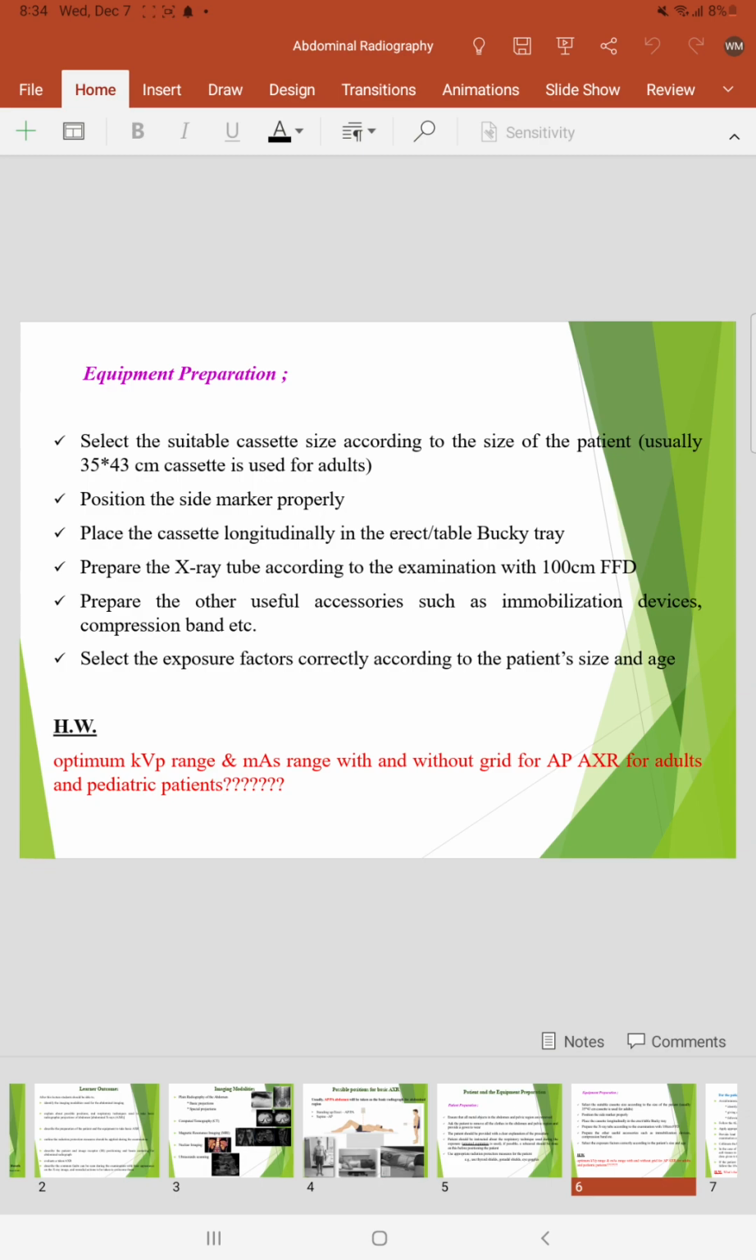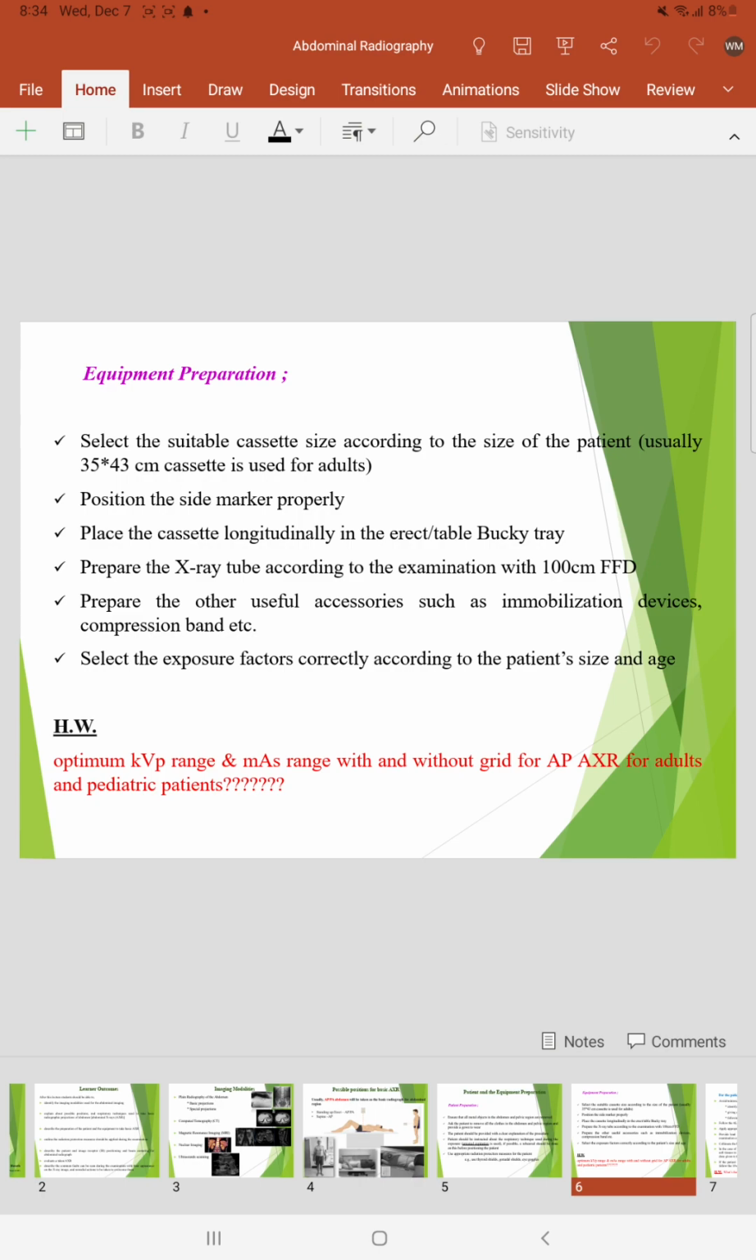Equipment preparation. Select the suitable cassette size according to the size of the patient. Usually 35-43 cm cassette is used for adults. Position the side marker properly. Place the cassette longitudinally in the erect bucket or table bucket tray.